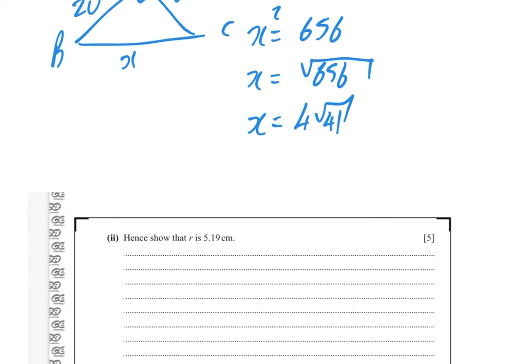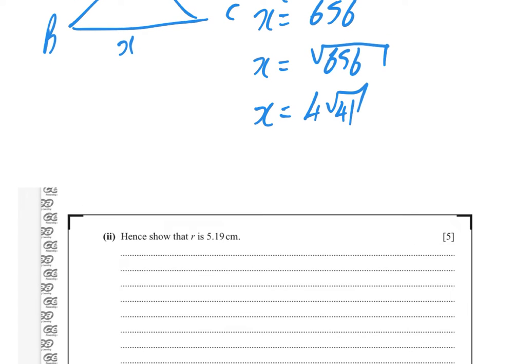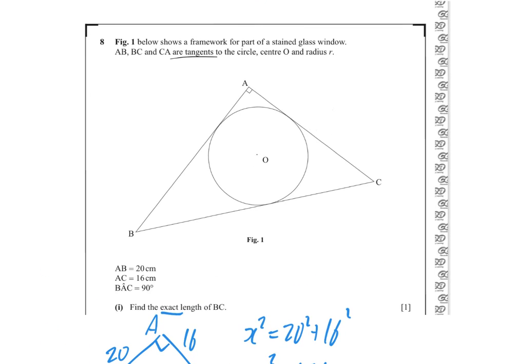The next part of the question says, hence show that R is equal to 5.19. Now it took me a wee minute to figure out exactly how I was going to do this, but it's using the fact that the angle between a tangent and a radius is 90 degrees, and also a lesser known circle theorem, which is about tangent kites.